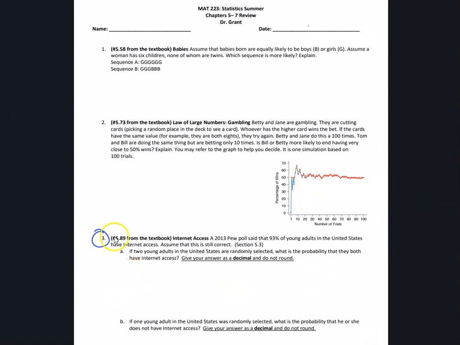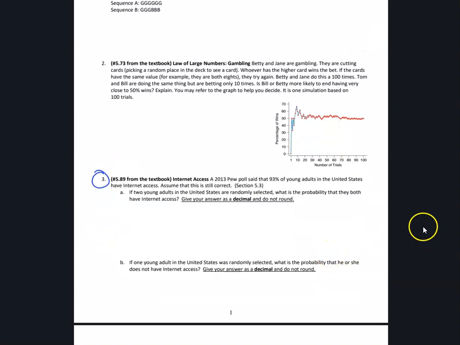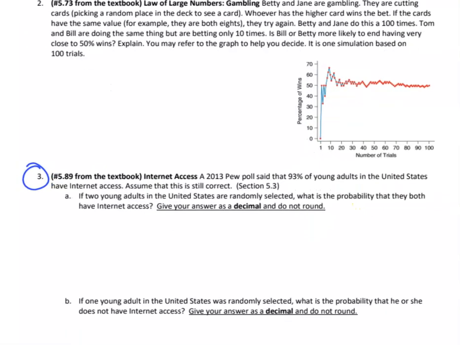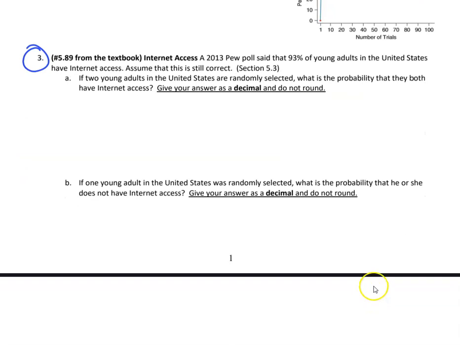So I'm going to start with question number 3 here. Let me see if I can zoom in. Here we go. Question number 3. It says, a Pew poll said that 93% of young adults in the United States have internet access. Assuming that this is still correct, if 2 young adults in the United States are randomly selected, then what is the probability that they both have internet access?